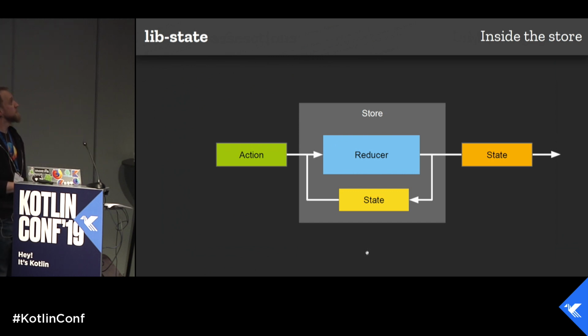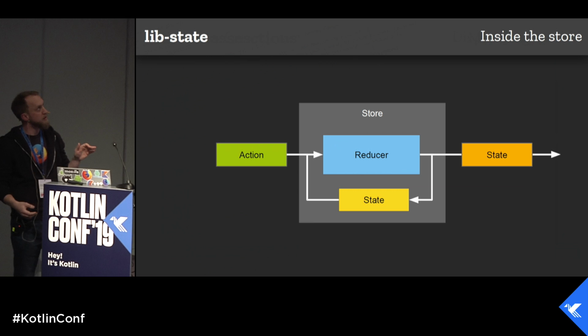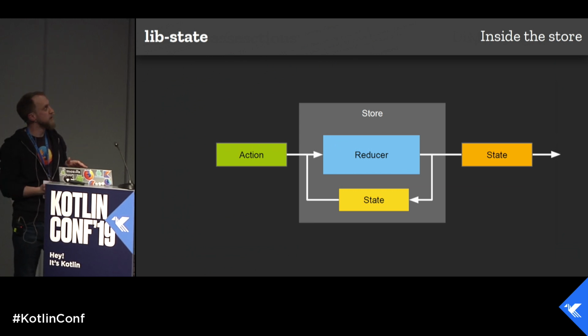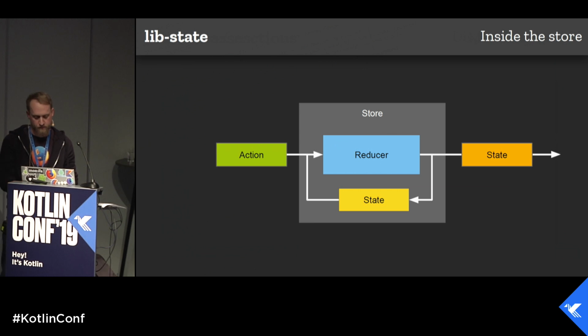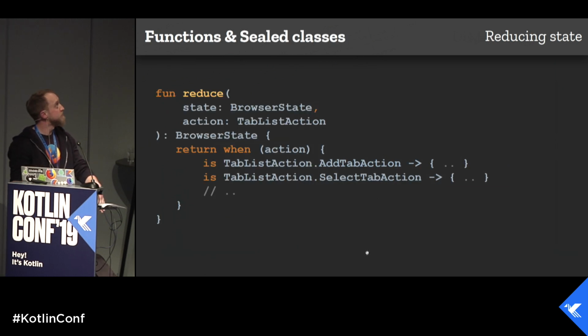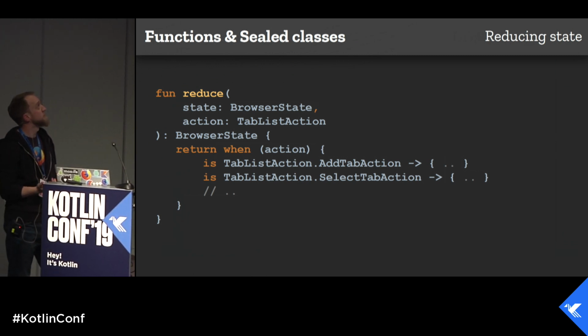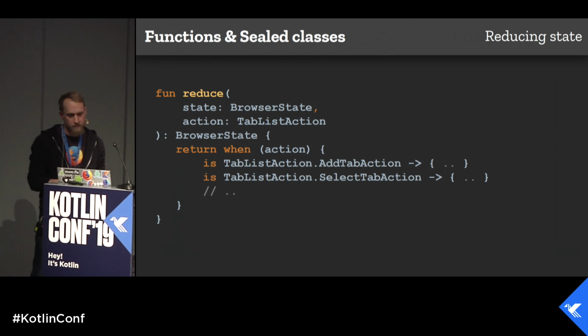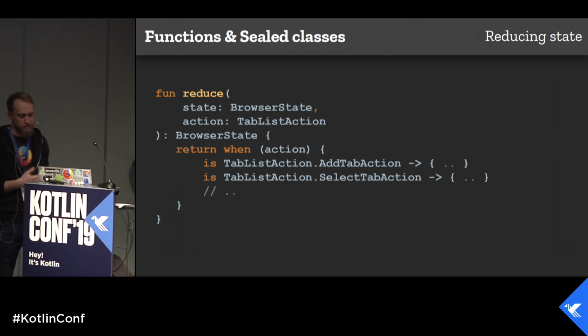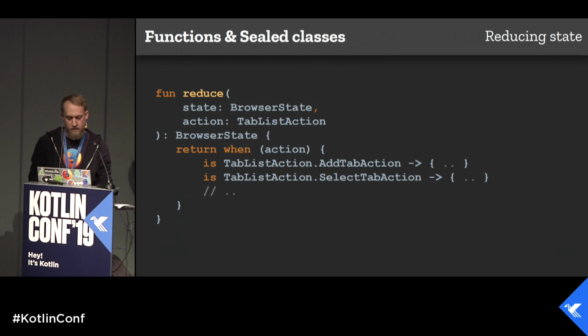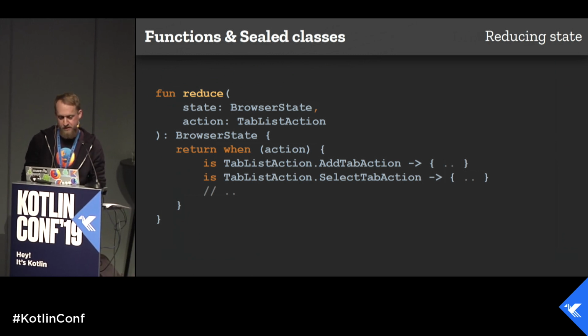If we now look inside the store, whenever there's a new action coming in, the store takes the current state and this new action and passes it to the reducer, and the reducer will then return a new state. And the store will keep a reference and also notify all observers. If you go one level deeper, the reducer is just a fancy name for a function. It takes in a state and an action and then returns a new state. As I mentioned, we used sealed classes for the actions, and that was quite nice with the when statement here because it forced us to always process all actions. And whenever we invented a new one, the compiler would actually tell us that we need to implement this here.